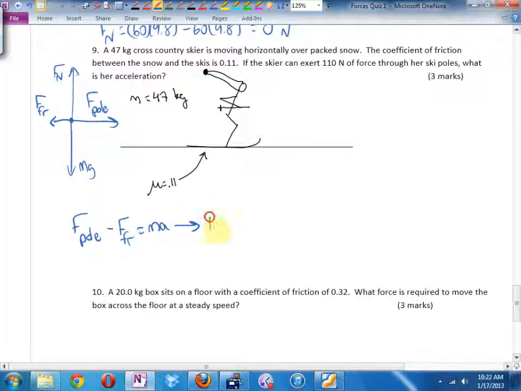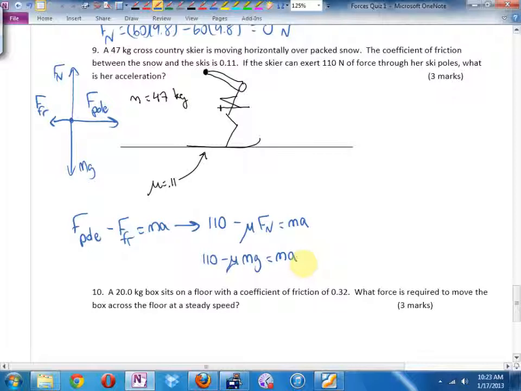The force of the pole, it says, is 110 minus friction, which is what times what? Mu times the normal force. That equals ma. I don't know the normal force. Oh, but look. I know another force the same size as the normal force. Which one? mg. Cool. So I can go 110 minus mu mg equals ma.